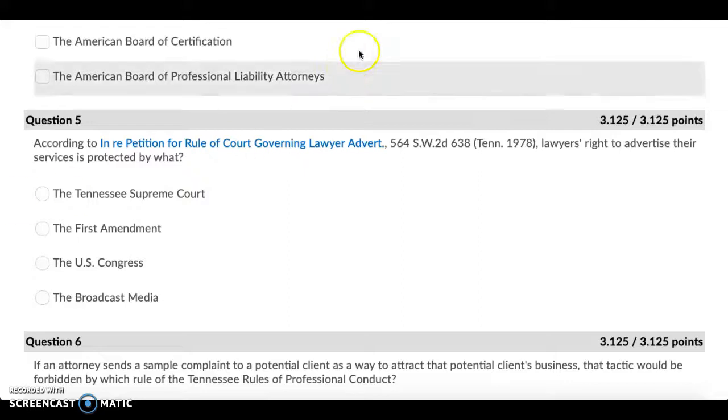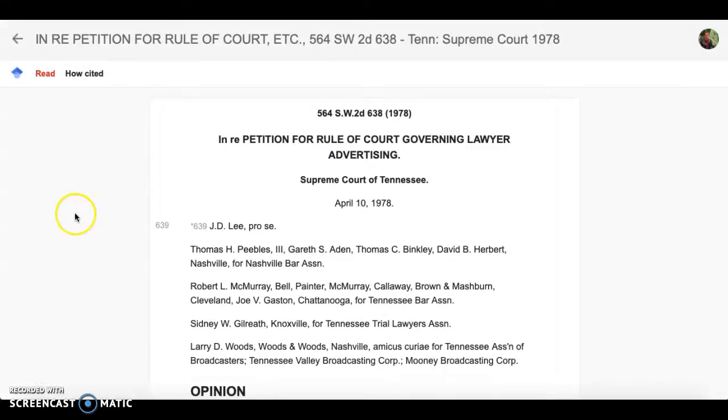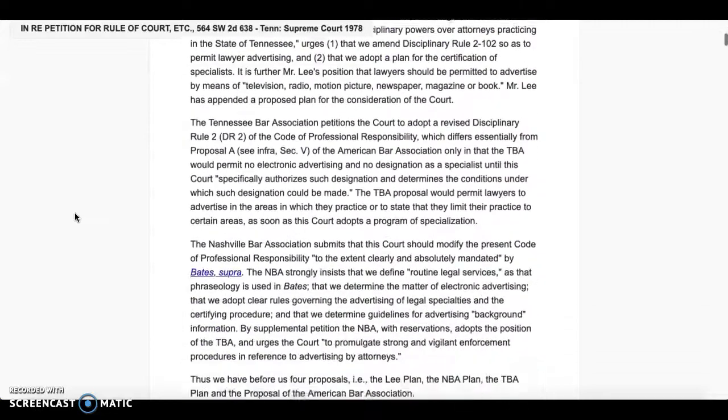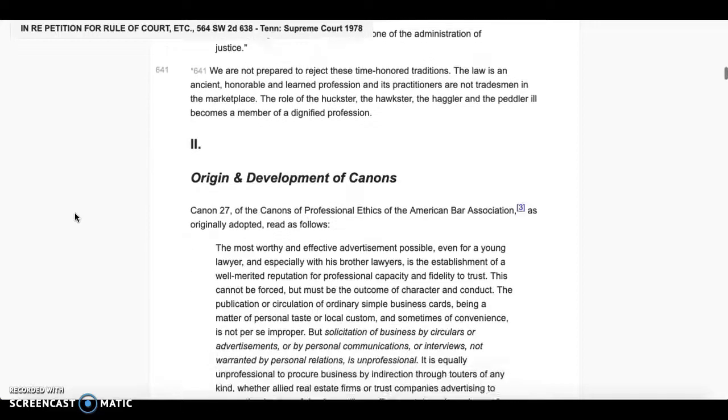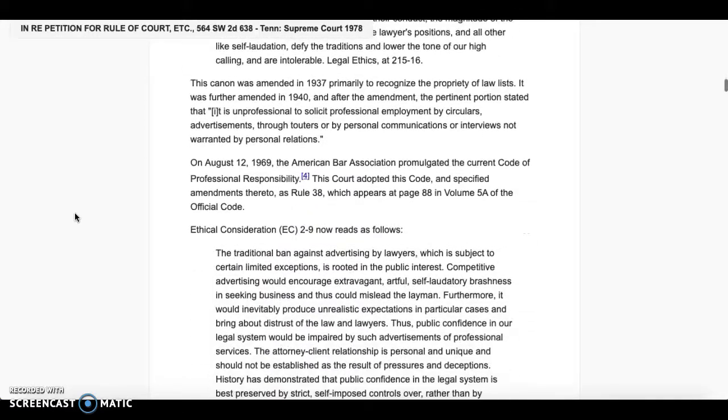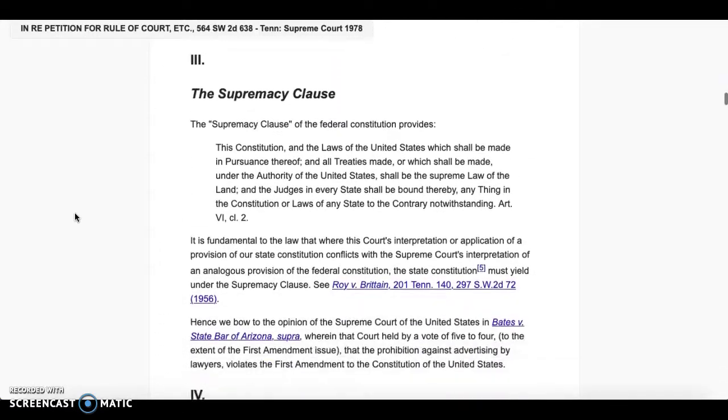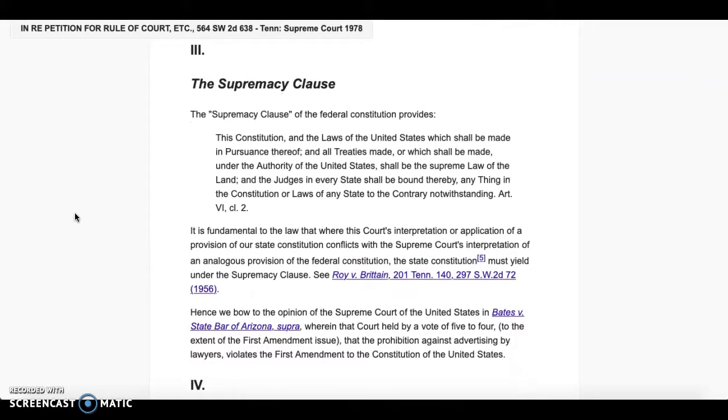So if we go to that case right over here, we come to this page. And I know it's a lot to have to read through, but if we are diligent in reading and seeking through to find the right answer, we can find it clear as day. And so if we start scrolling down, we see section 1 is over here, historical background. We follow through section 2, and whenever we get to section 3, the supremacy clause, we can find the answer here.